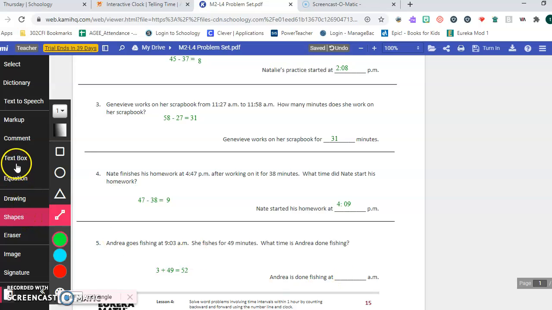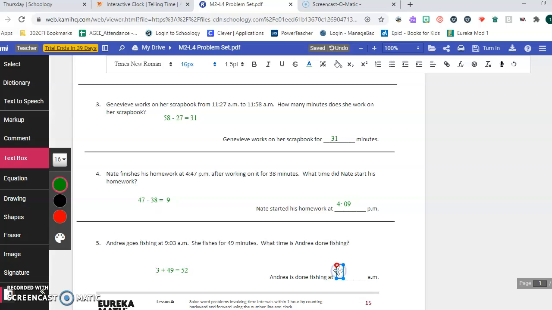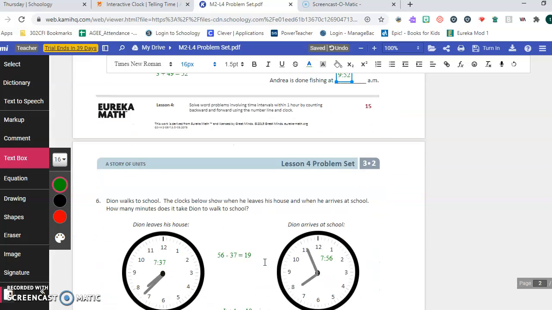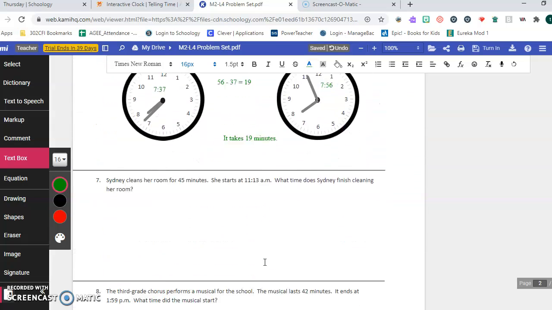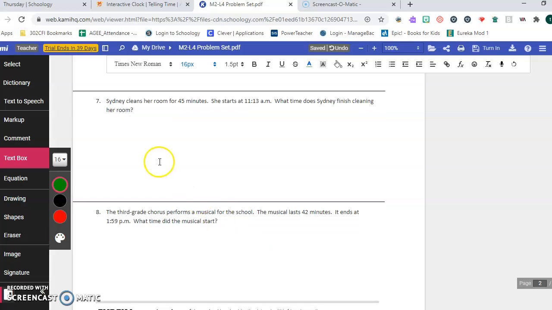Uh-oh, I lost my text box here. She's done fishing at 9:52. So that's 2 more examples there. We've already done number 6 here, and we've got a couple of problems at the end.